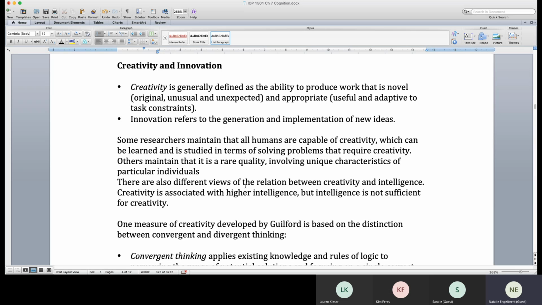Creativity is associated with higher intelligence, but intelligence is not sufficient for creativity. And here I would like to have your views, please. What comes to mind when you read these statements? Is creativity a rare quality? Do you have to have some unique characteristics to be able to be creative?